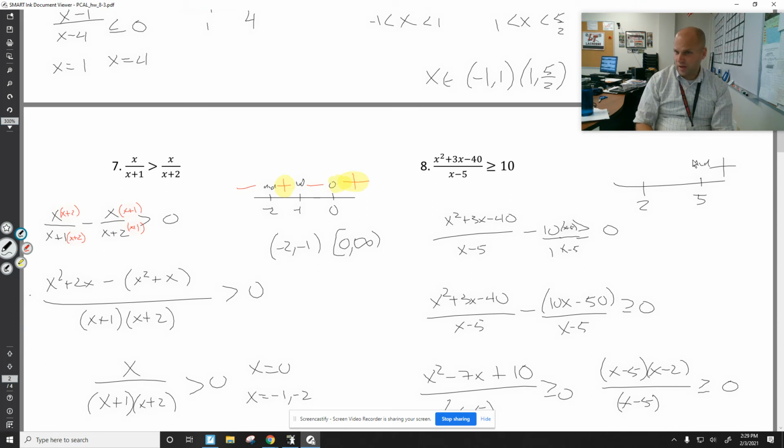5 is undefined. You're not allowed to divide by 0. It's not a 0. 2 is a 0. Let's plug in 3. Negative, positive, negative. Okay, that's a positive. Plug in 0. Negative, negative, negative. That's a negative. So we end up not changing signs at that hole's location. We want to be greater than or equal to 0, including 2, not including 5, all of those values.